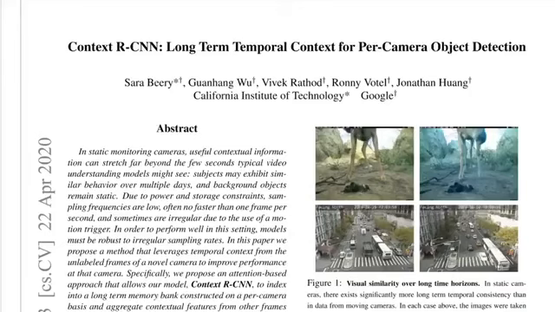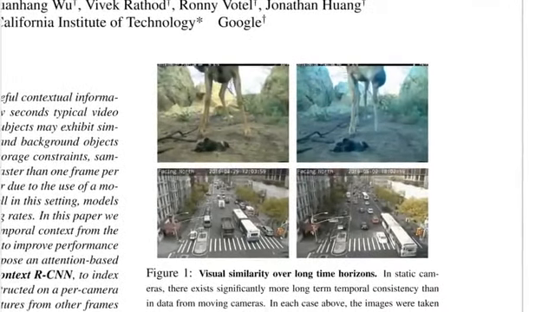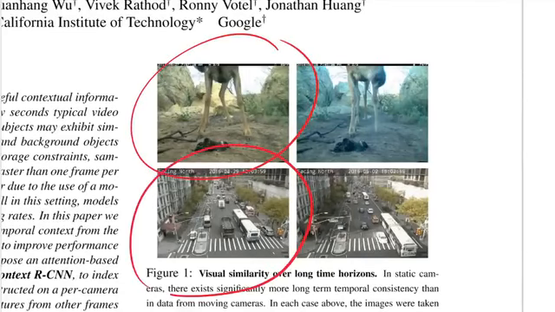Hi there, today we'll look at Context R-CNN, Long-Term Temporal Context for Per-Camera Object Detection by Sara Beery, Guanhong Wu, Vivek Rathod, Ronny Votel, and Jonathan Huang. On a high level, this paper tries to do object detection for cameras where the camera is in the same place for a long time. For example, these wild trap cameras or traffic cameras right here.